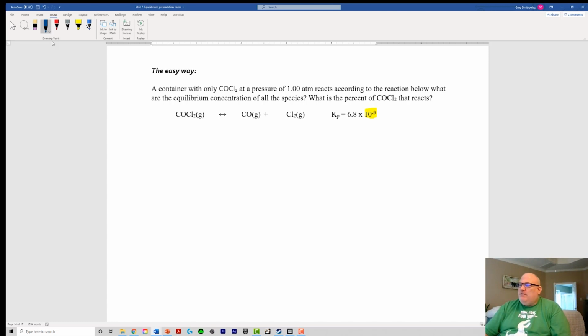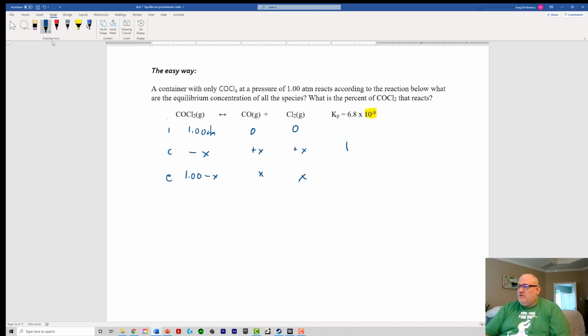So let's try this problem here, and we're going to do an ICE problem just like we've done before. The equation is balanced already, so we don't have to worry about that. And we're going to initially have 1.00 atmospheres. This is actually a pressure problem. And we're going to have 0 and 0, both of these. Since this is a 1-to-1-to-1 ratio, whatever we lose here, we're going to gain here and here. So we're going to lose x here, gain x here, and gain x here. At the end, we're going to have 1.00 minus x, and we'll have x and x.